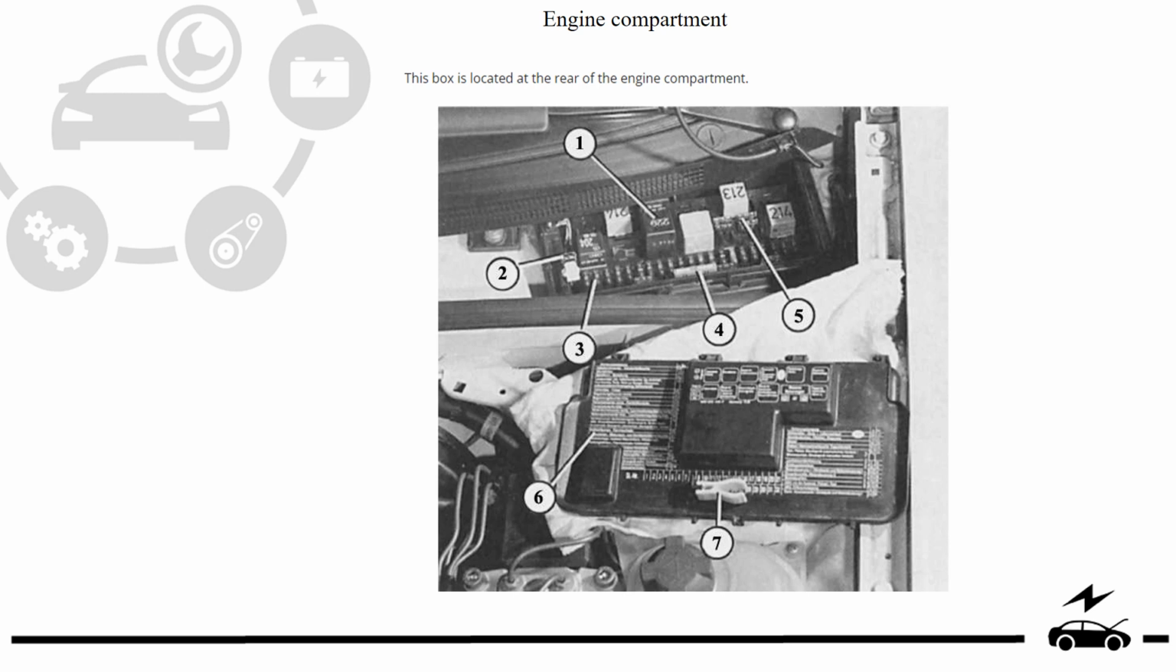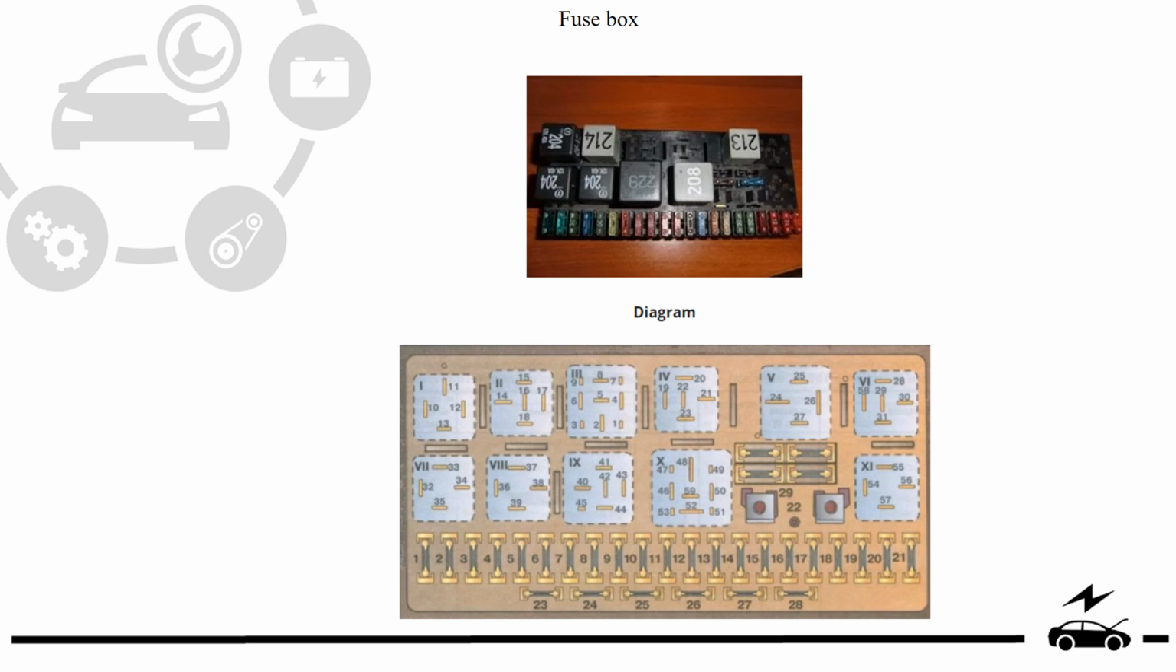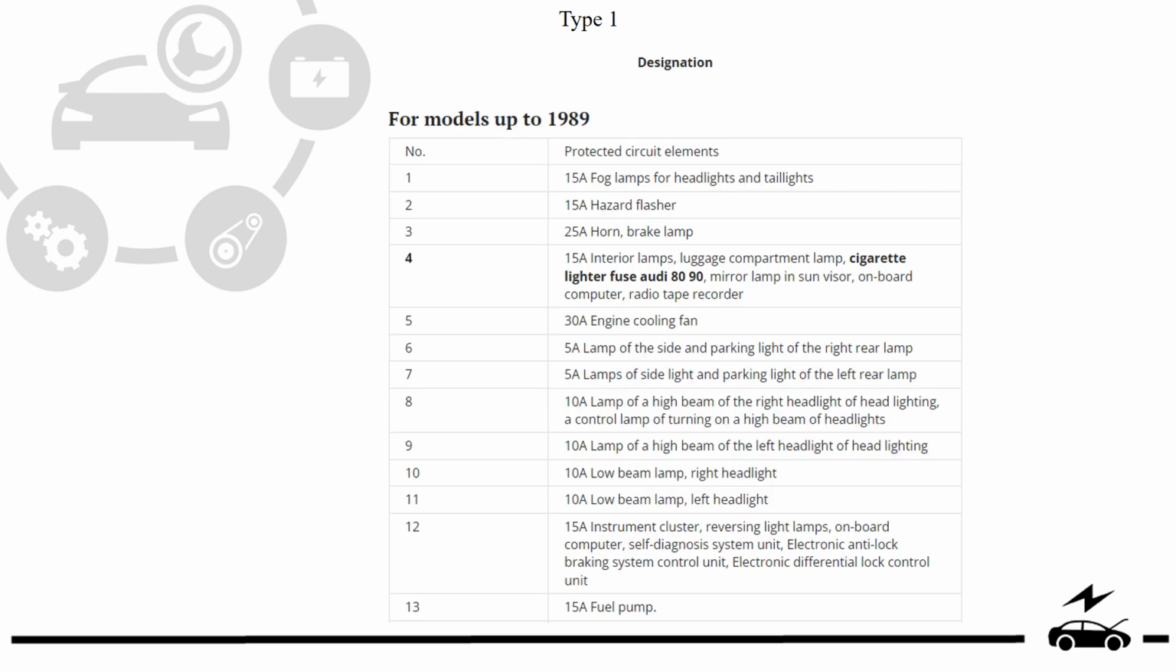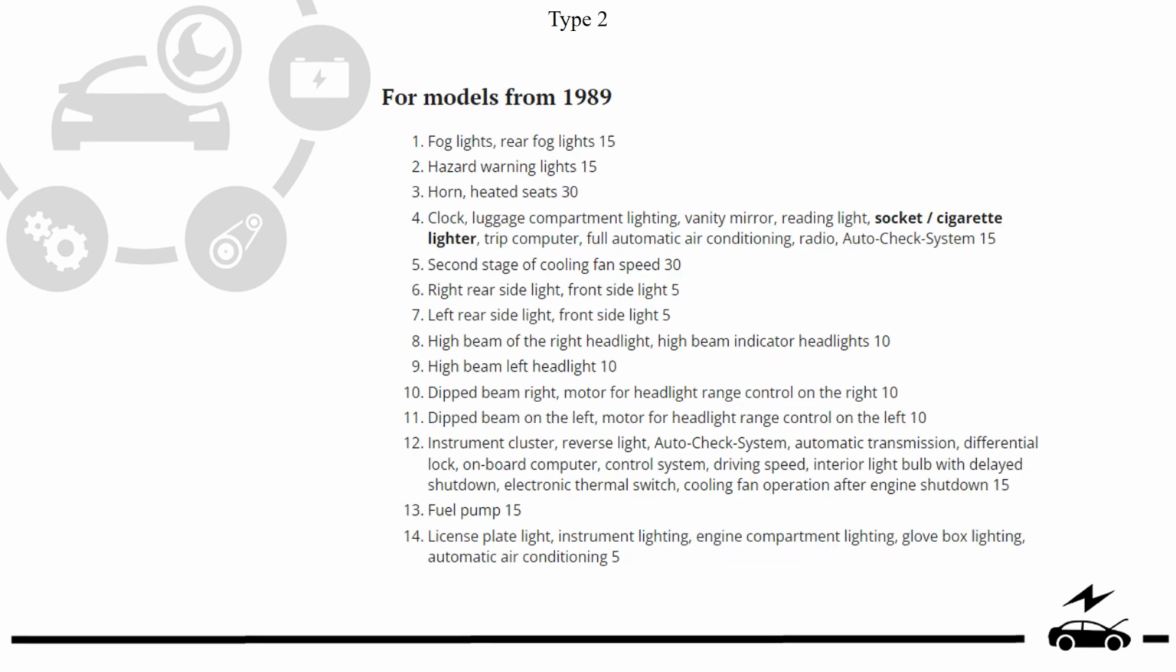Engine compartment. Fuse box. Location. Photo. Diagram. Type 1. Assignment. Type 2. Designation.